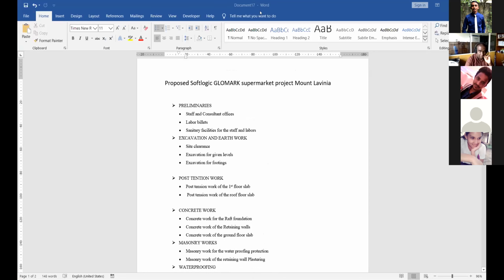This is fine. If that is according to your BOQ, that is correct, right? Okay. That's fine. If that is according to your BOQ, that's okay, right?